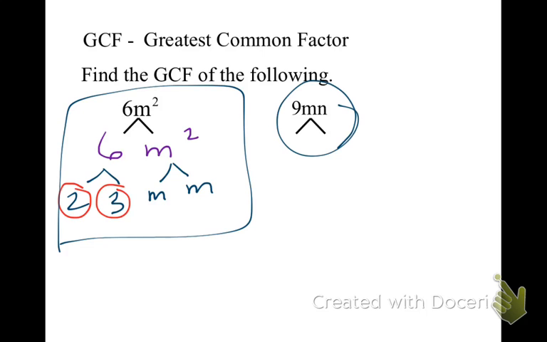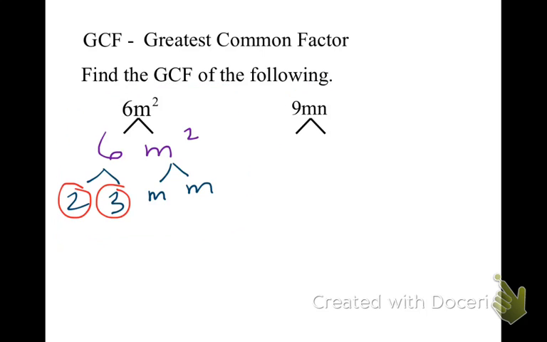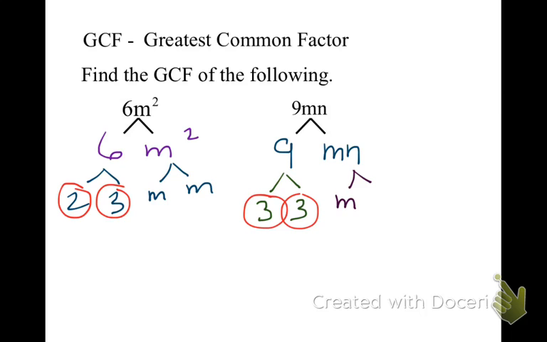Now let's worry about our 9mn. First off, always break apart your constant from your variables. I know 9 can be simplified down further into 3 and 3. Both primes, let's go and circle them. And now my mn, how can I break that down any further? Basically just breaking apart my m and my n.